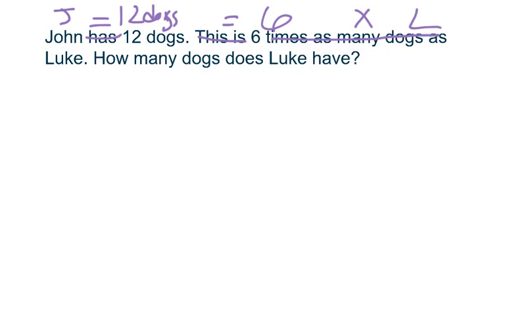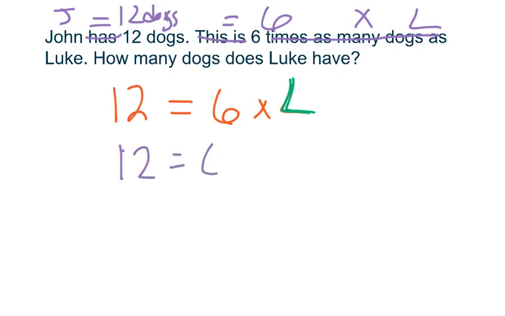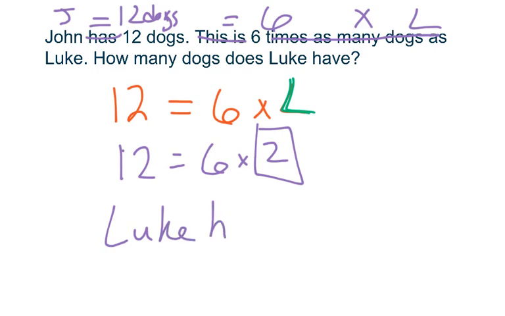Notice when I was able to cross out some of these words, I was able to make this problem really simple. If I rewrite it, I have 12 dogs. That's how many John has, is equal to 6 times Luke. And I'm looking for Luke. I want to know how many dogs does Luke have? I have to think about my multiplication facts. 6 times what equals 12? Well, 6 times 2. So if I rewrote my equation, 12 equals 6 times 2. Luke has 2 dogs. It was that simple because I was able to look at my problem and identify those words.